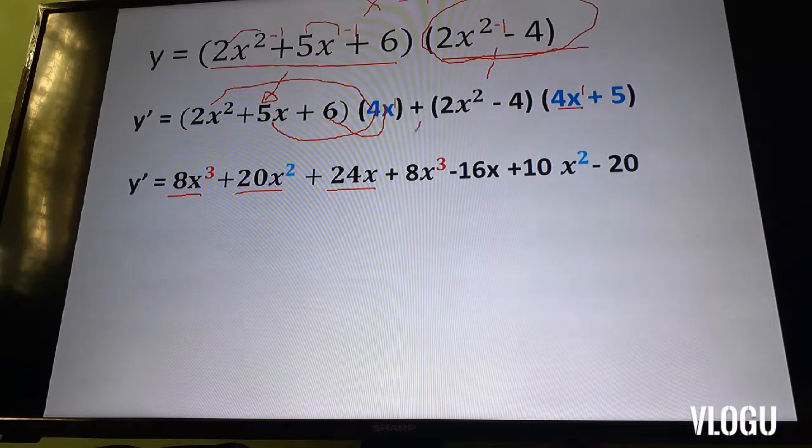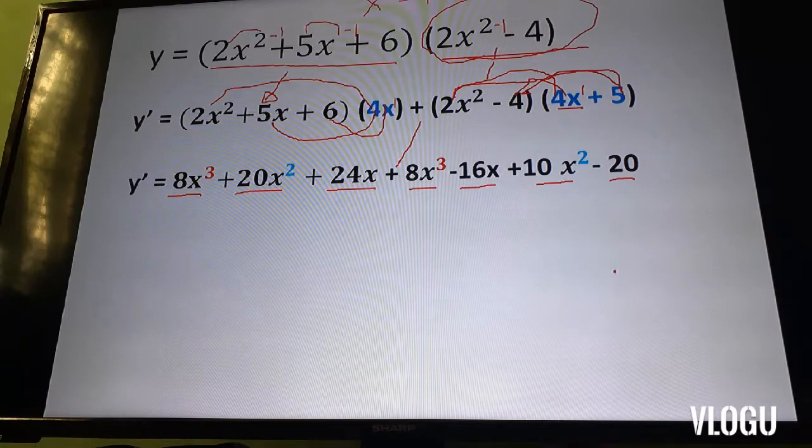Then we have the plus sign. Then we have to multiply 4x times 2x squared, which is equal to 8x cubed. We multiply 4x by negative 4, that is equal to negative 16x squared. Then multiply positive 5 times 2x squared, that is equal to 10x squared. And for the last time, multiply 5 times negative 4, that is equal to negative 20.